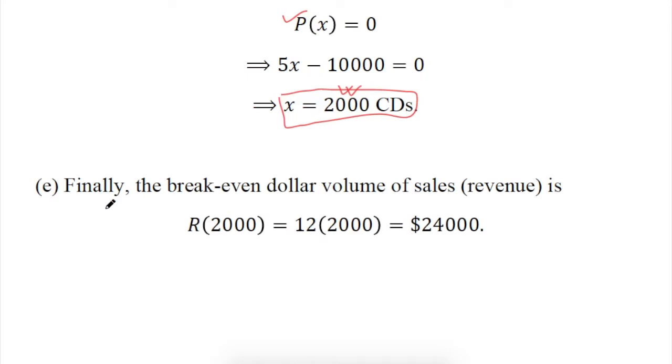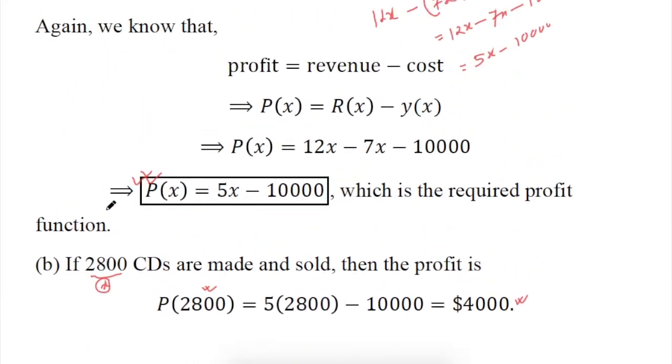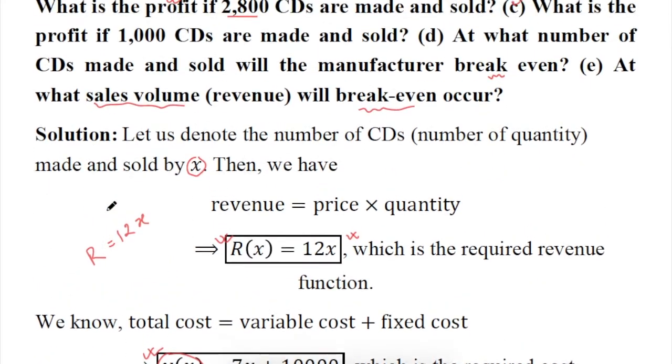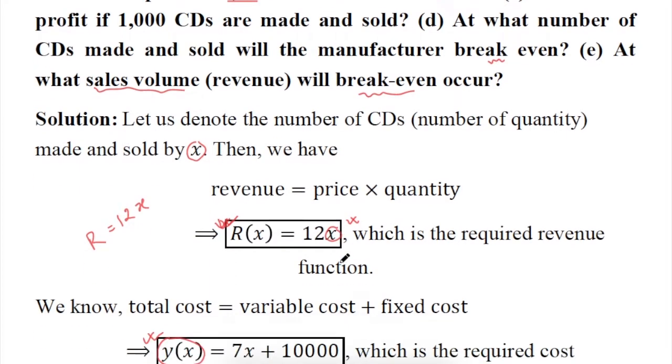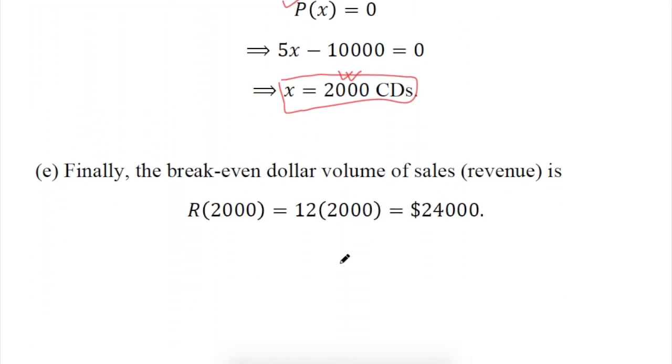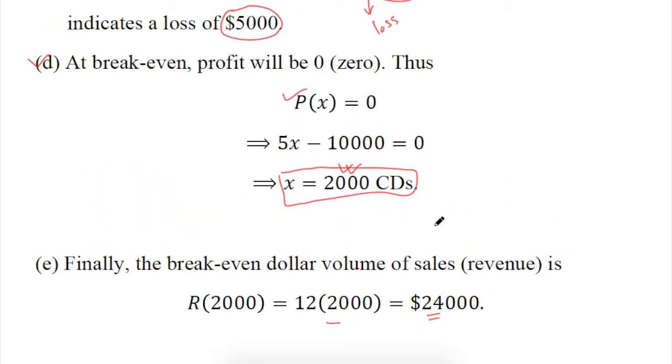And finally, the question is, what is the revenue at break-even? At what sales volume will break-even occur? It means what is the revenue at break-even? This is our revenue function, and we know break-even quantity is 2000, so it will be 12 into 2000, which is 24,000. Now let me draw the break-even chart.